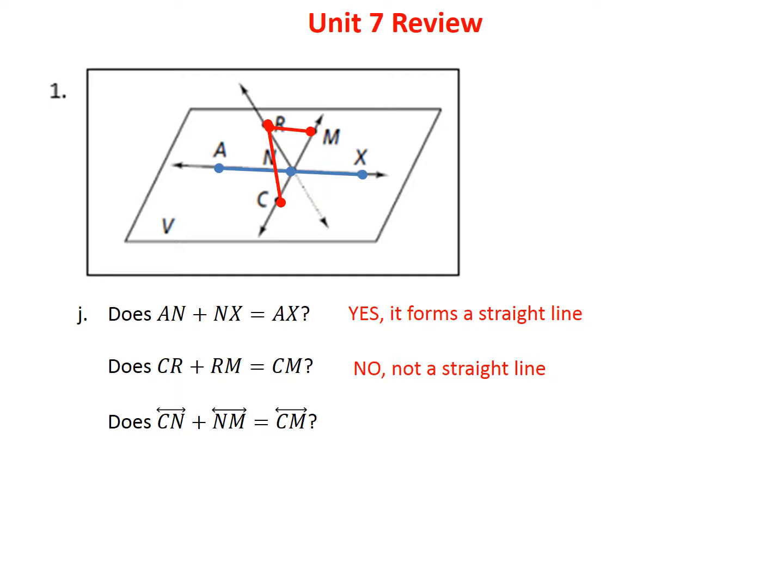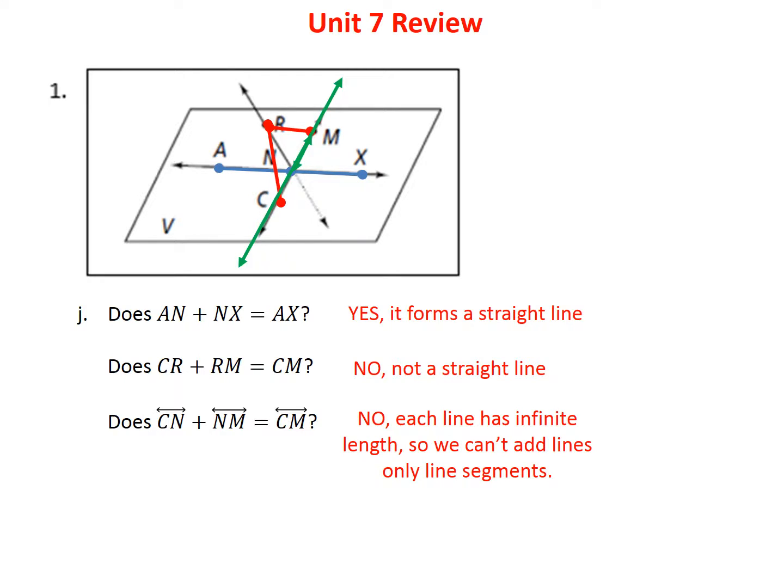Well, notice the line CN goes through C and M, but it's a whole line. It goes infinitely in both directions. Likewise, N and M is a line that goes infinitely in both directions. As a result, we can't add two infinite things. So no, each line has infinite length, so we can't add the line segments to make other lines. We can only add line segments, not lines. All three of those are actually the same line.